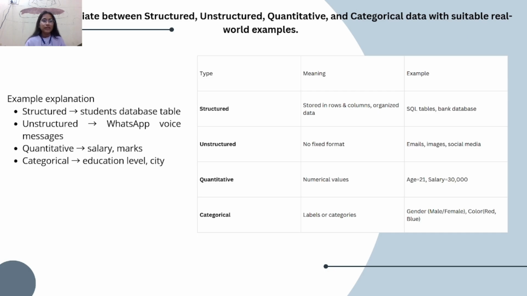After structured data, we are going to discuss unstructured data. Unstructured data has no fixed format. It cannot be directly stored in rows and columns. The examples are email, WhatsApp chats, photographs, audio, video, and social media posts.